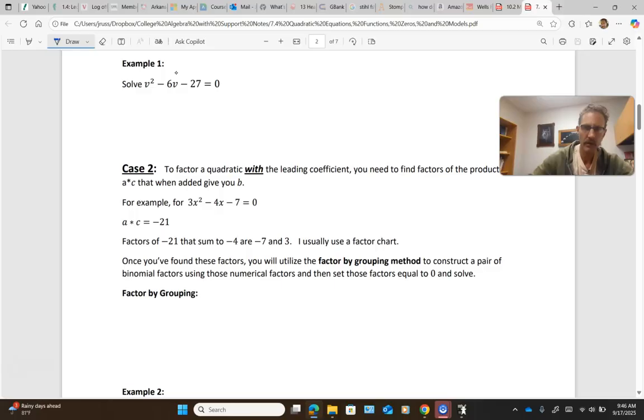All right, well this one is v squared minus 6v minus 27 is equal to 0. So we know the nature of the factors. They're going to have to be binomials. And we would need a v times a v to get back our v squared, and then we would need two numbers that when multiplied give us negative 27, but when combined give us the middle coefficient, negative 6. So I will make a factor chart.